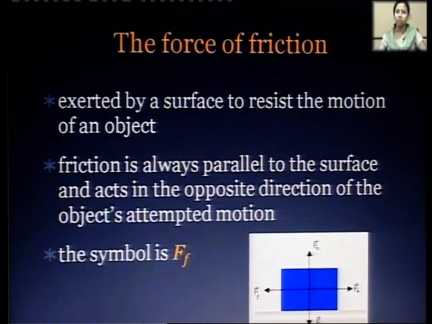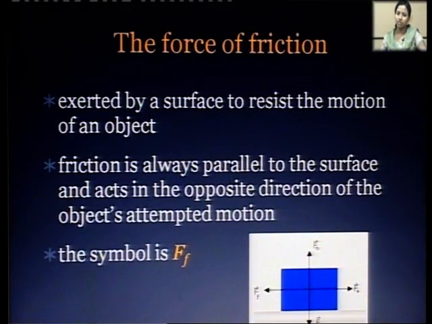Now some simple definitions of the force of friction. It is always exerted by a surface to resist the motion of an object. Second, it is always parallel to the surface and acts in the opposite direction of the object's attempted motion. And finally, it is denoted by f, small f means force of friction.